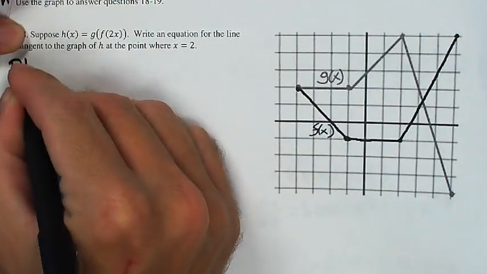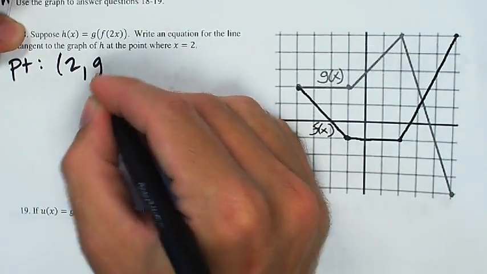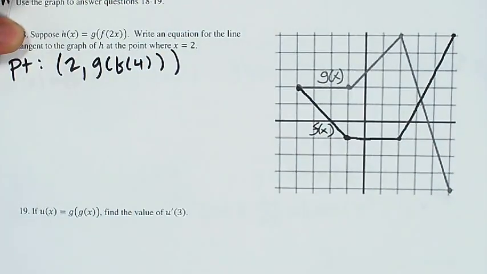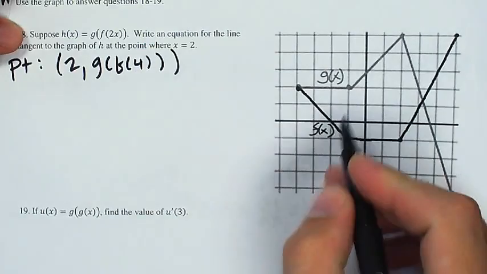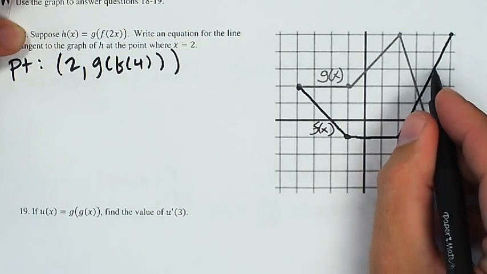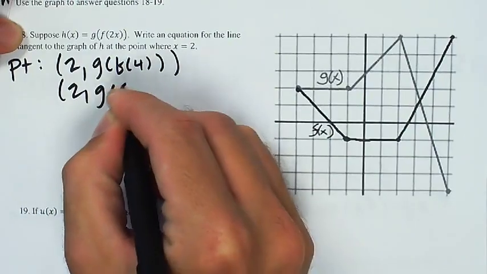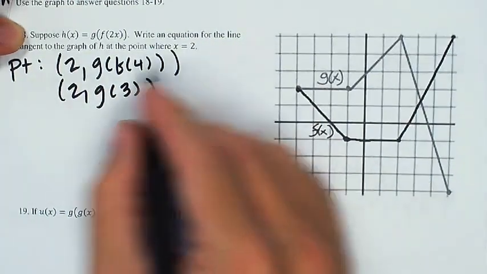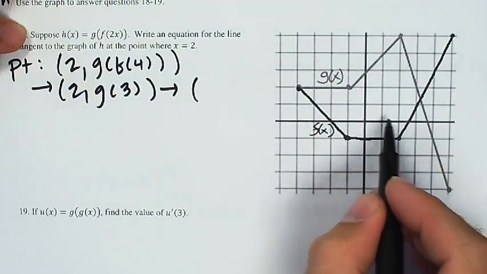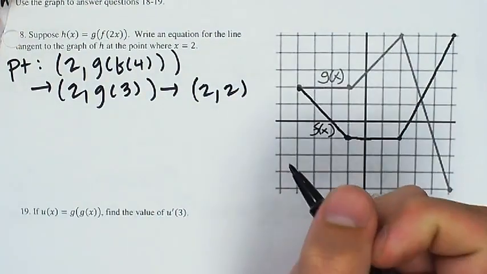All right, I need a point. X equals 2, h equals g of f of 2 times 2. All right, so I need to find f of 4. F is the darker one. So it's 1, 2, 3, 4. That's a height of 3. G of 3. I'm going to run out of room, so I'm going to need to go here. What is g of 3? 1, 2, 3, up 2. Okay, so that's 2, 2.